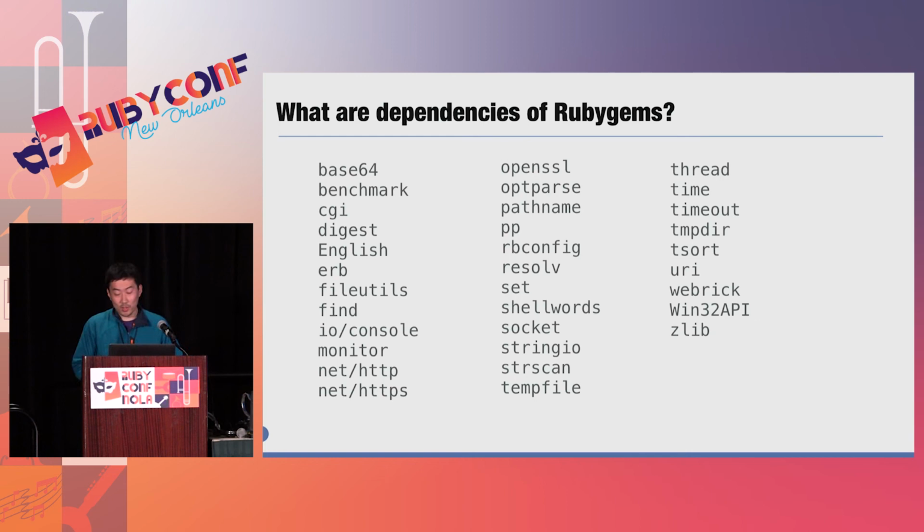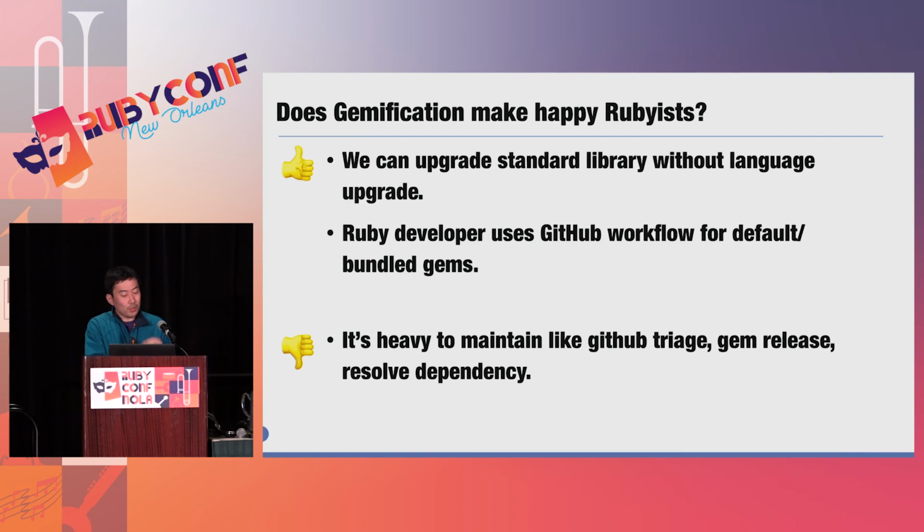I work to promote it with the gemification project this year, and the next year, and the next year. In the short-term view, gemification solves security vulnerabilities, and provides future backporting and GitHub workflow to Ruby users. It seems to only benefit, but in the long-term view, it becomes a complicated dependency and increases maintenance cost to our library maintenance, and a confusing experience to Ruby users, like the activation problem. So we need to discuss and involve a lot of use cases and user interactions.